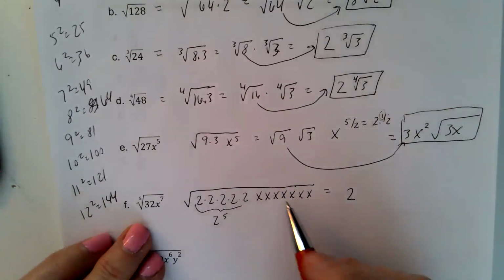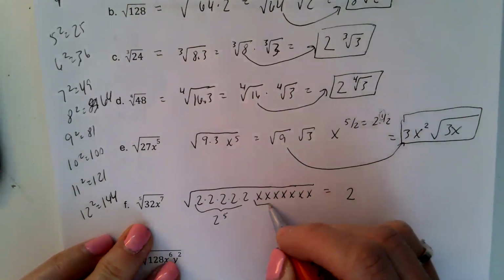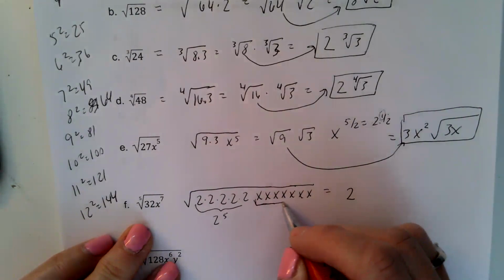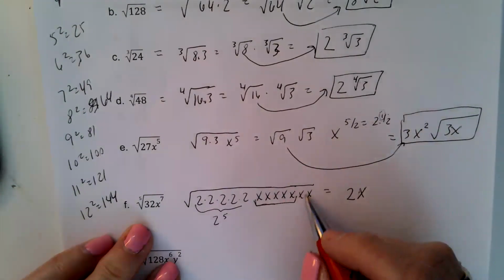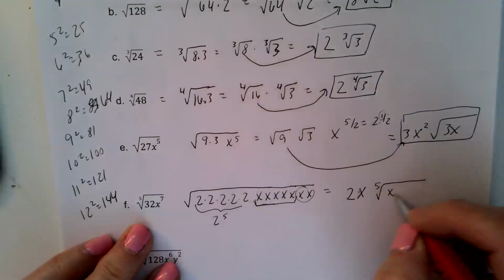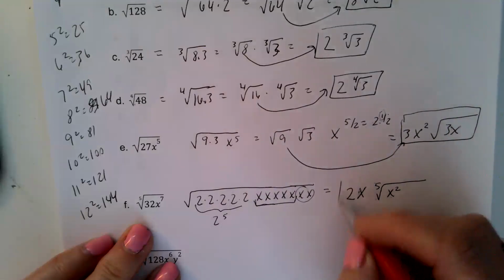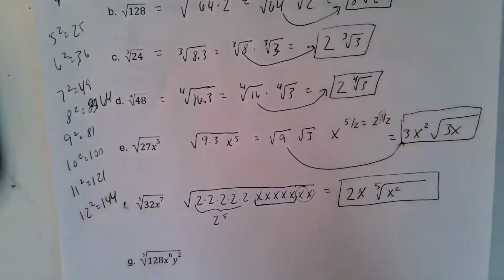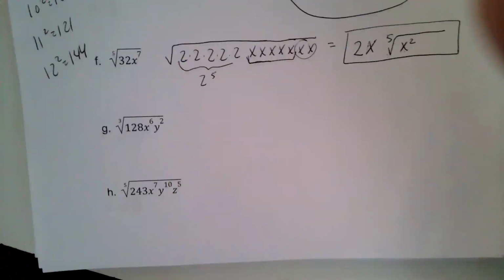Then I need to have 5 x's. For one x to come out, I have to have a group of 5 to make one x come out. 1, 2, 3, 4, 5. So I've got 1 x that comes out for these 5. And I've got 2 that do not have enough to make another group of 5, so I have to write them as the 5th root of x squared. Just trying them and doing them will help you feel more confident. At first, it took me a long time to get these, a lot of practice.